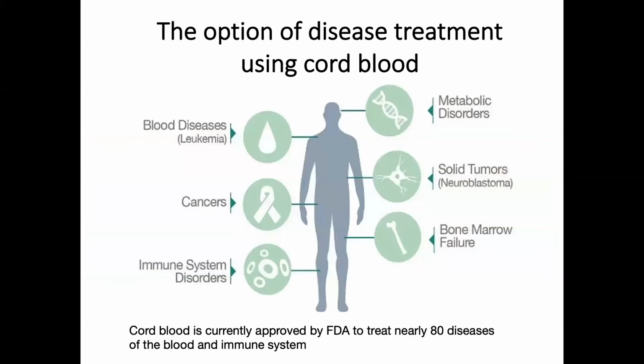Here we listed the types of diseases that can be treated using cord blood. Currently, the FDA has approved the use of cord blood to treat nearly 80 diseases, including cancers and immune disorders. Please remember the best source of cord blood is the person's own cord blood, to avoid immune rejection, okay?